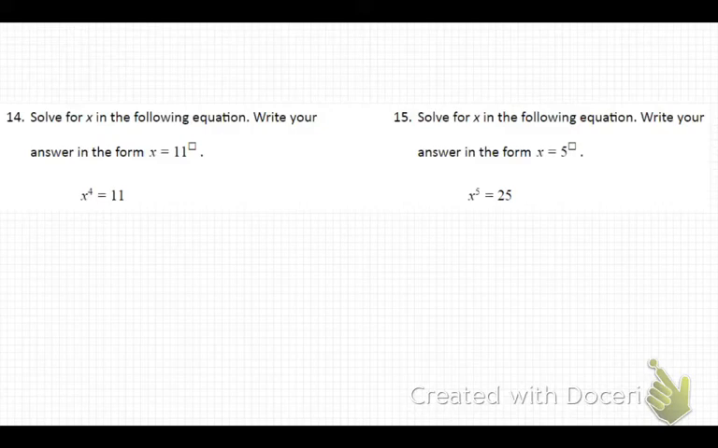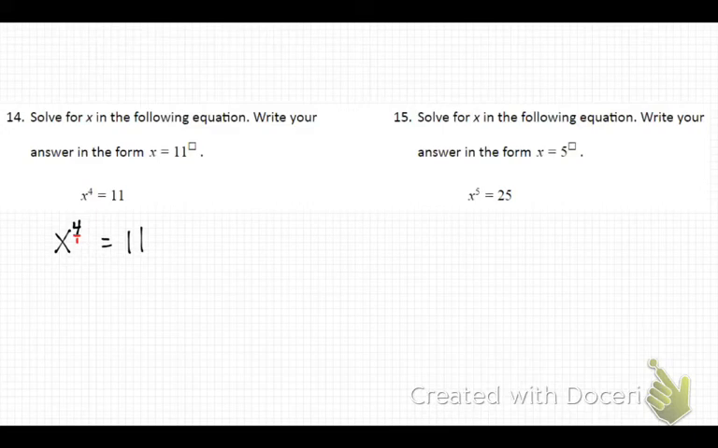Okay, so number 14, it says solve for x. Write your answer in the form x equals 11 to some power. Okay, so to begin with, I have x to the fourth equals 11, and I'm actually going to rewrite this so I have some more room to show you what I want. Okay, so this is what I have. X to the fourth equals 11, and I need to get x by itself. In order to do that, the first thing I like to do is put it over 1, because I want to turn it into a fraction.